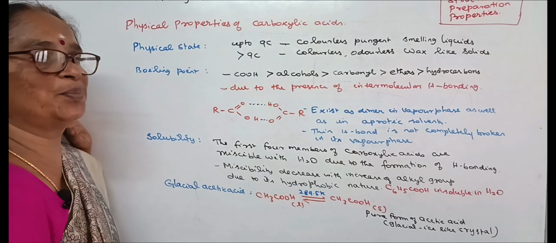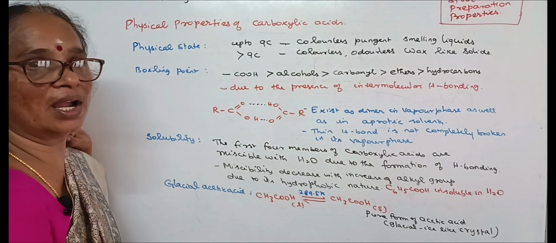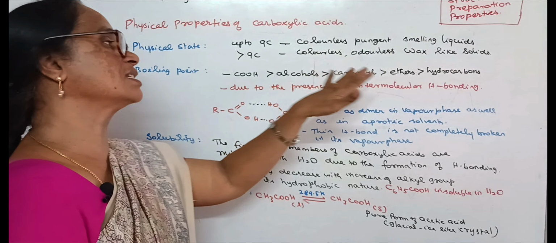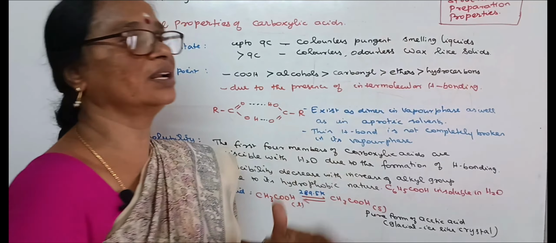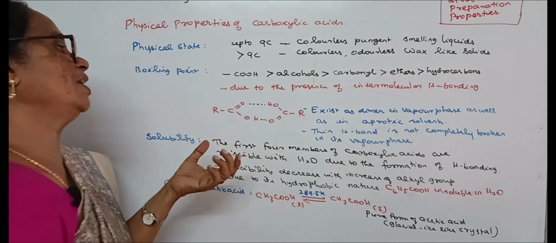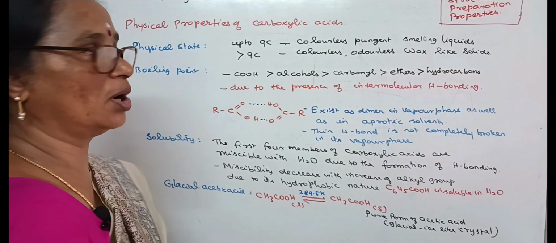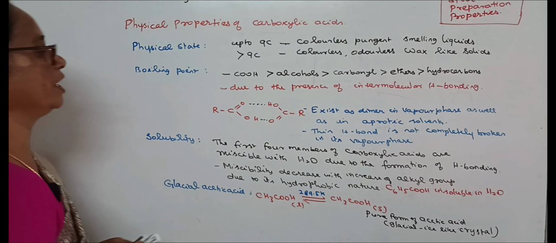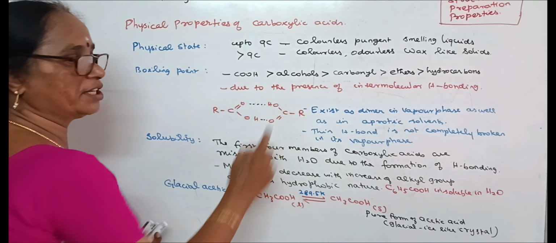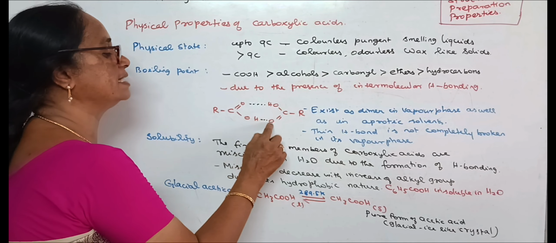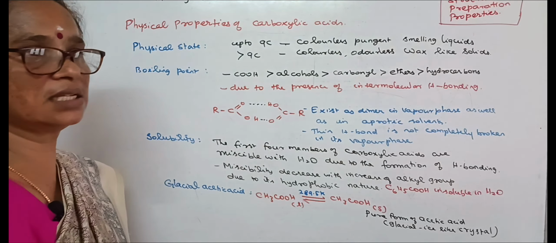Carboxylic acids possess the highest boiling point compared to alcohols, carbonyl compounds, ethers and even hydrocarbons. This is because carboxylic acid possesses intermolecular hydrogen bonding, because it has a COOH group and another COOH group, which makes hydrogen bonds between the carboxylic acid groups.